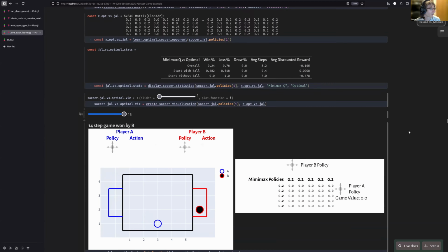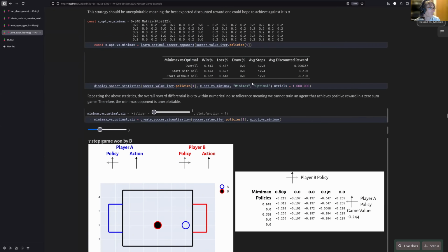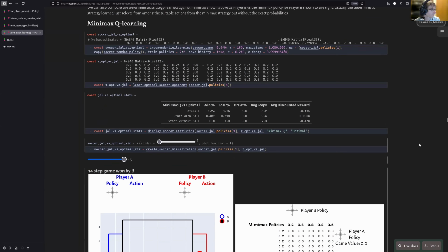Whereas with the minimax Q opponent, like here you see, when it starts without the ball, it loses every time. And the minimax Q opponent has completely even statistics with the reward value, where it just adds up to 0.